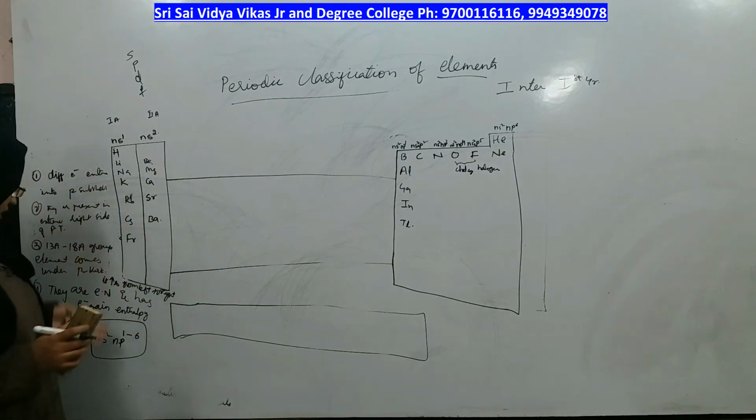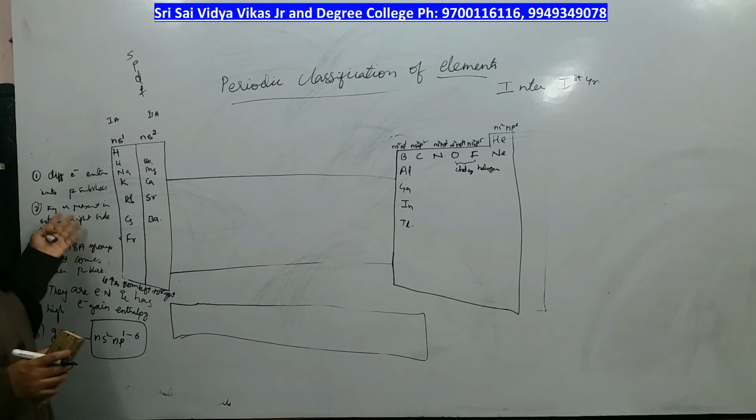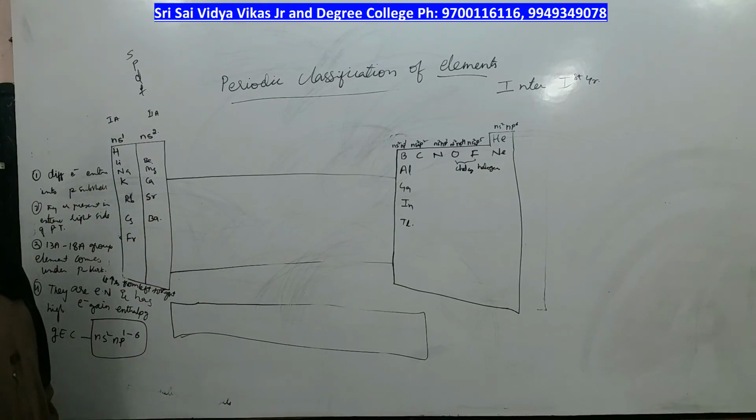Please copy the points about p block elements and then we will move towards d block elements.